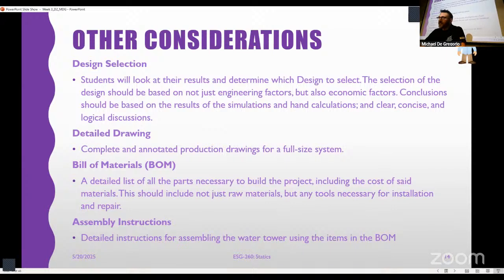Bill of materials. This is where your materials come in. You need a materials list and a cost, because there is an economic part that goes into this, and this is what's going to drive it. So remember, they should be readily available materials, in case things break. Should include not just raw materials, but any tools for installation and repair. And then you also need to include assembly instructions.